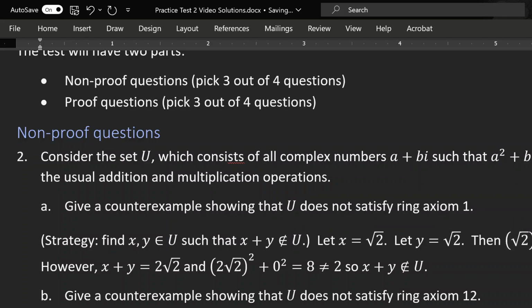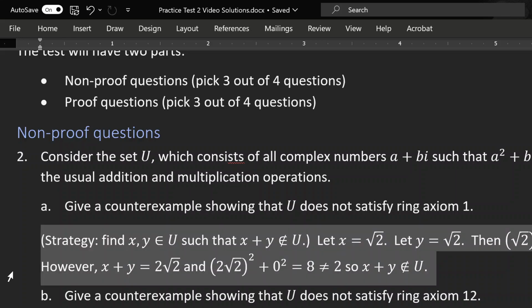Almost every subset of the complex numbers you could think of would rarely be closed under addition. You'd have to think of something really special for it to be closed under addition.